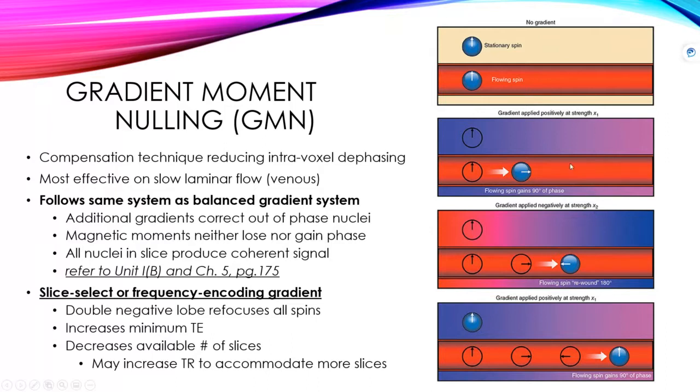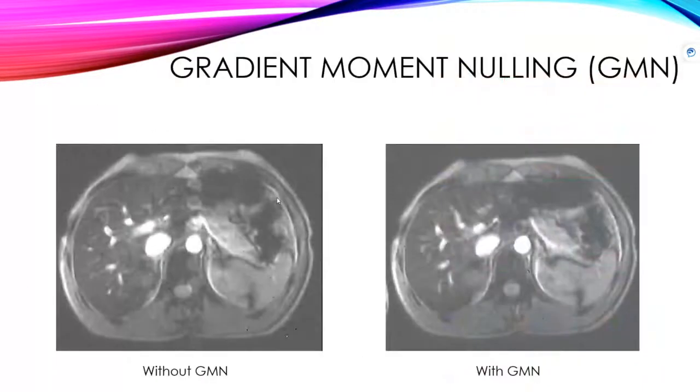Well, this is supposed to be two negatives. Just look at this right here, double negative lobe. Don't pay attention to what this picture is saying. We're applying two negative pulses and a positive pulse, and it's allowing us to reset our phase for moving nuclei. That's all gradient moment nulling is. Extra gradient lobes to reset our phases and bring them back into phase.